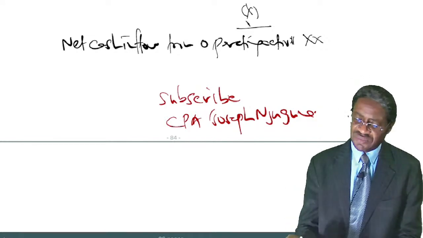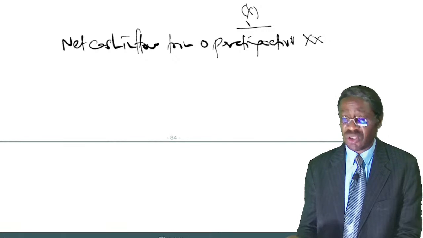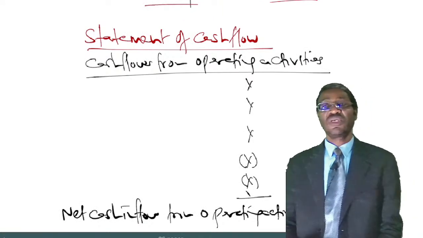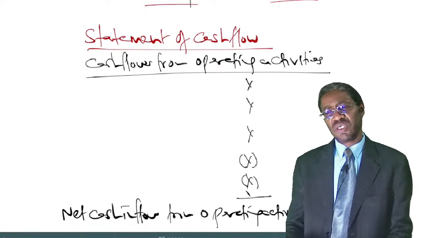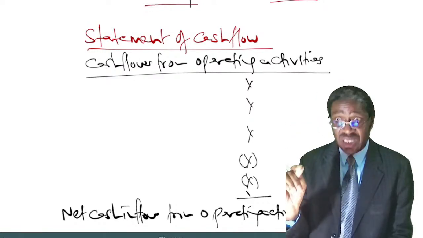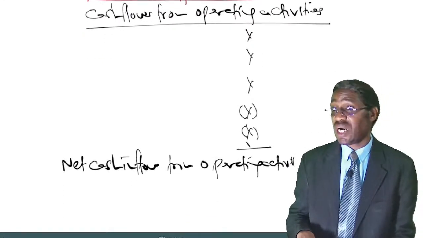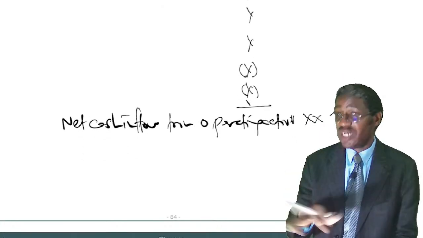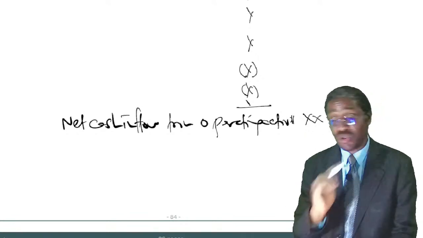So let's continue now. I am talking about the format of a cash flow statement. Whenever you are required to prepare a cash flow statement, you are required to classify your cash flows into 3 categories. One is the cash flows from operating activities. I have said we shall discuss in details what they are and how to identify them. But let me assume you can still remember how you used to identify them.